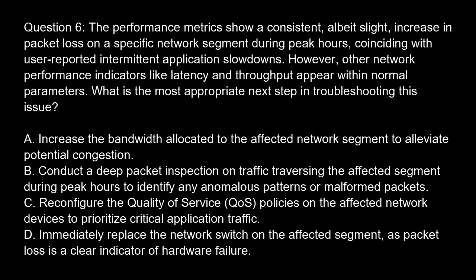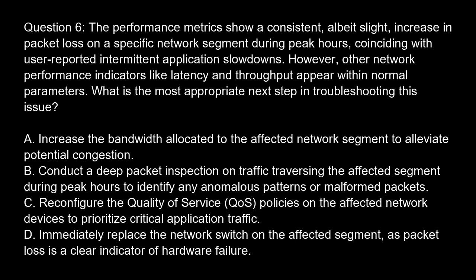Question 6. The performance metrics show a consistent, albeit slight, increase in packet loss on a specific network segment during peak hours, coinciding with user-reported intermittent application slowdowns. However, other network performance indicators like latency and throughput appear within normal parameters. What is the most appropriate next step in troubleshooting this issue?